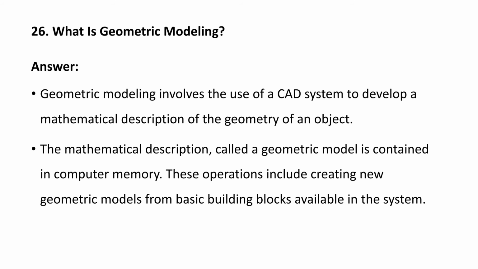Next question. What is geometric modeling? The answer is geometric modeling involves the use of a CAD system to develop a mathematical description of the geometry of an object. In geometric modeling, that CAD system will have a database, and that database will have data related to the geometry of that component, like its dimensions: length, breadth, height, diameter. Then the mathematical description, called the geometric model, is contained in computer memory. These operations include creating a new geometric model from basic building blocks available in the system.